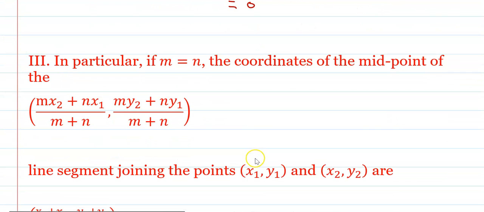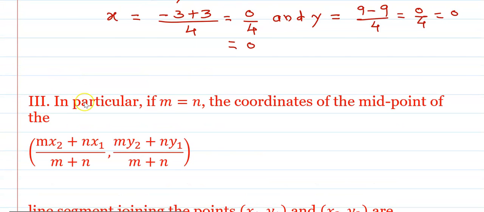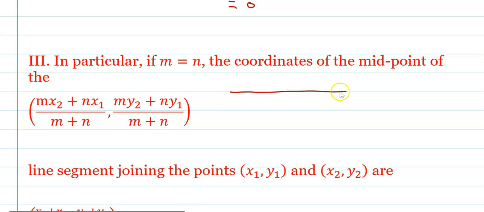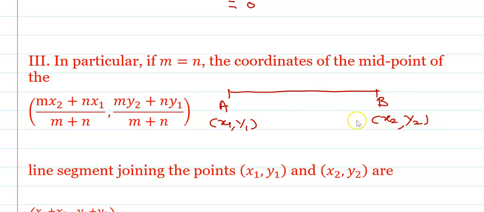Now next, in particular, if m equals n, the coordinate of the midpoint is mx2 plus nx1 upon m plus n, and my2 plus ny1 upon m plus n. Suppose that we have the points like this here. This is the point A and the point B. The coordinate of the point A is x1, y1, and the coordinate of the point B is x2, y2.